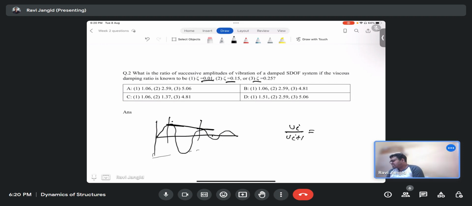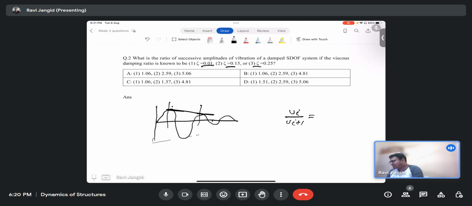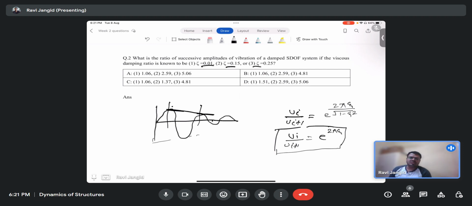So as we know, the successive amplitude ratio ui divided by ui plus 1 can be given as e raised to power 2 pi zeta over square root of 1 minus zeta square. Some of you might be using only this: ui divided by ui plus 1 is equal to e raised to power 2 pi zeta.